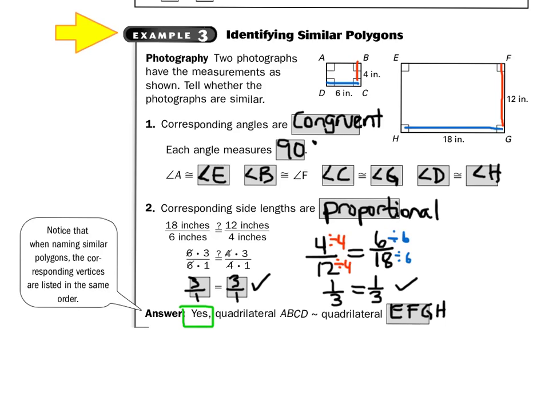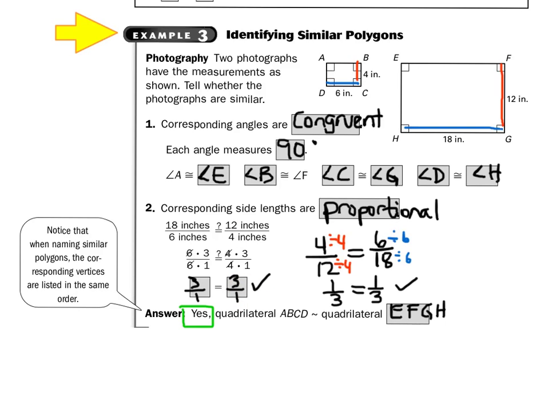And so take a look here. They told us 18 inches over 6 inches. So from H to G is 18 inches over, from C to D, 6 inches. Does that equal, and then we started here, 12 inches from F to G over the 4 inches. And so, yes, of course, if we reduce, 18 over 6 would give us 3 over 1, 12 over 4 would give us 3 over 1, so that works.